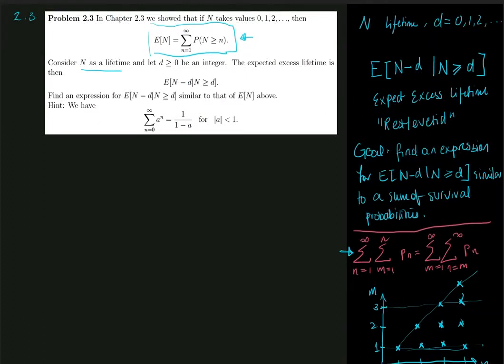So welcome to the solution of problem 2-3. Here we will try to find a sum expression of the expected excess lifetimes in terms of the survival probabilities. Just before we begin, it's nice to get some definitions going.